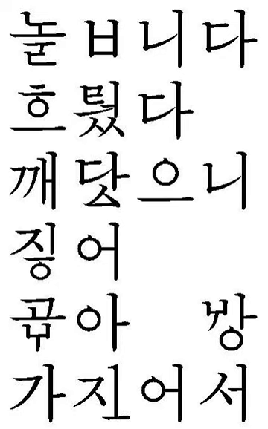A final consonant, if present, is always written at the bottom, under the vowel. This is called batchim, supporting floor. A complex final is written left to right. Blocks are always written in phonetic order, initial, medial, final.